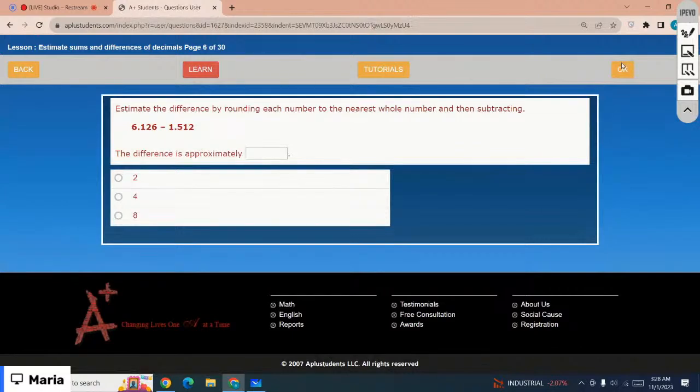Okay, estimate the difference by rounding each number to the nearest whole number and then subtracting. So which is the correct option? Yes, 6 minus 2. So the correct option is 4.